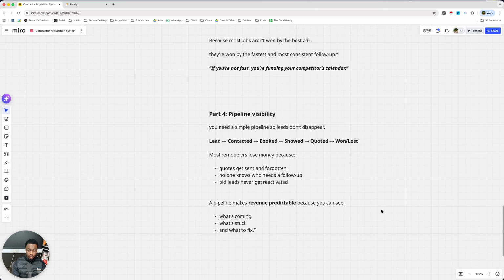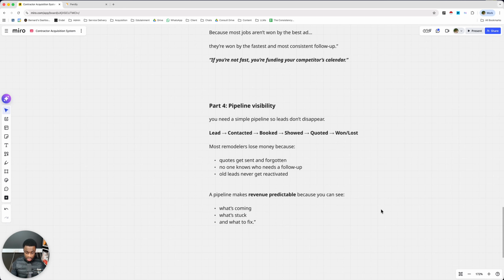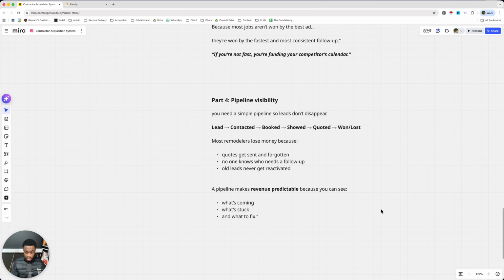In this case with remodelers, or you could say contractors, most contractors lose money because quotes don't get sent out or they're forgotten about. No one knows who needs a follow-up, and old leads never get reactivated. And this is a big one that we see when speaking to a lot of contractors. A pipeline makes revenue predictable because you can see what's coming, what is stuck, and what to fix. And that is where a lot of people miss out on scaling their business on those three.